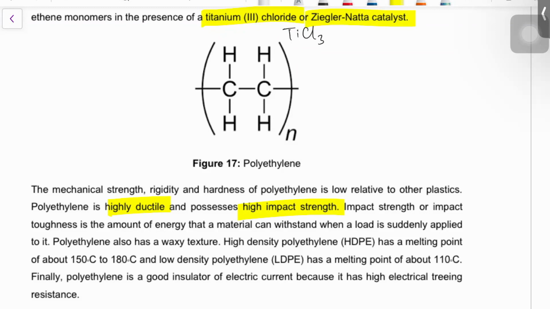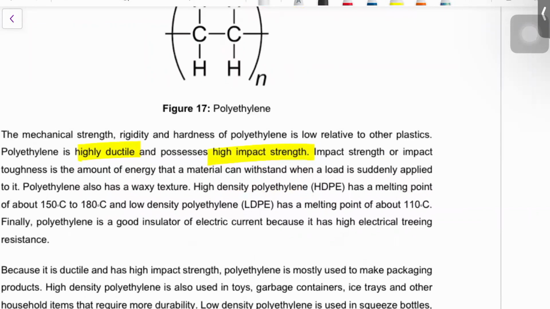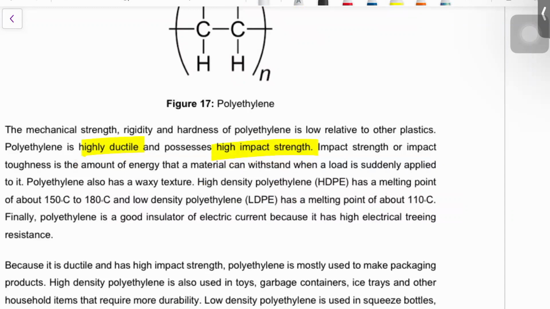Now, you can actually get high density polyethylene, which is a bit harder, or you can get low density polyethylene, which is a bit softer. The way you make high density polyethylene depends on what kind of catalyst you use, but you can also make low density polyethylene by adding what you call plasticizers. The way you want to think about plasticizers is they're like little bubbles that go in between your polyethylene chains.